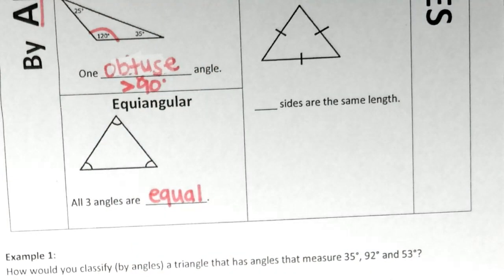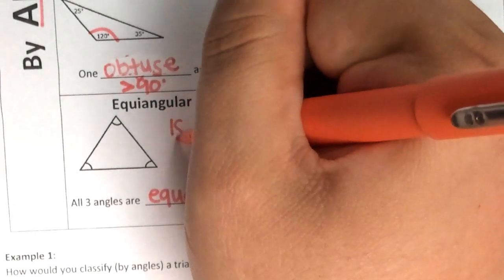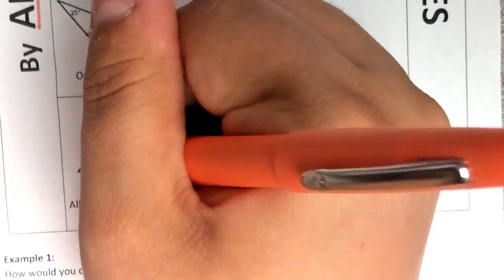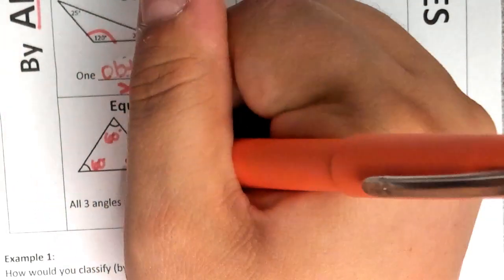Does it have to be a specific number? Can I have 50, 50, and 50? What is 50 plus 50 plus 50? Can your triangle equal 150 degrees? No. It has to equal 180. So what is 180 divided by my three angles? It has to be 60, 60, and 60.